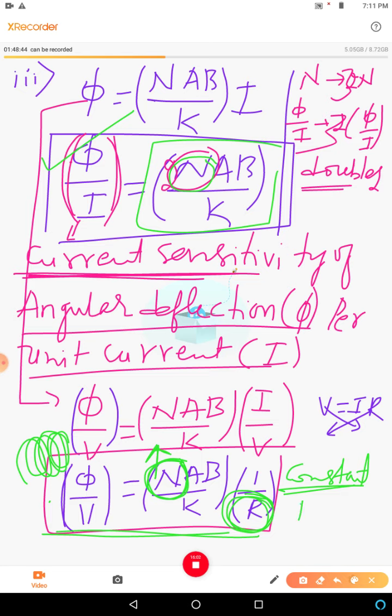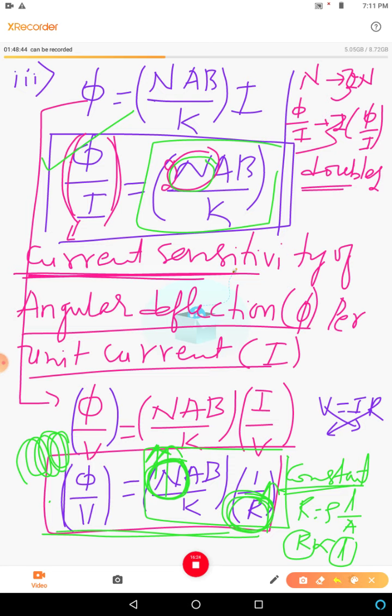R is proportional to L. R is equal to rho L by A. So you know this equation. R is proportional to L. As the number of turns increases, length also increases. As length increases, resistance also increases. So as N increases, resistance also increases. So the two neutralize, both will cancel. Therefore the voltage sensitivity remains the same.